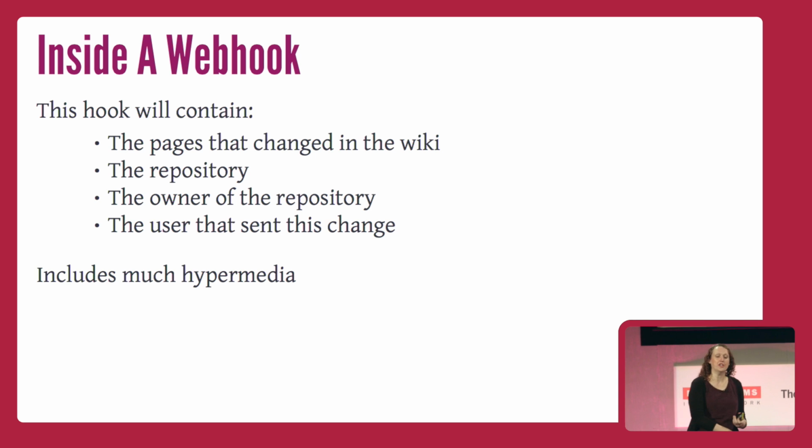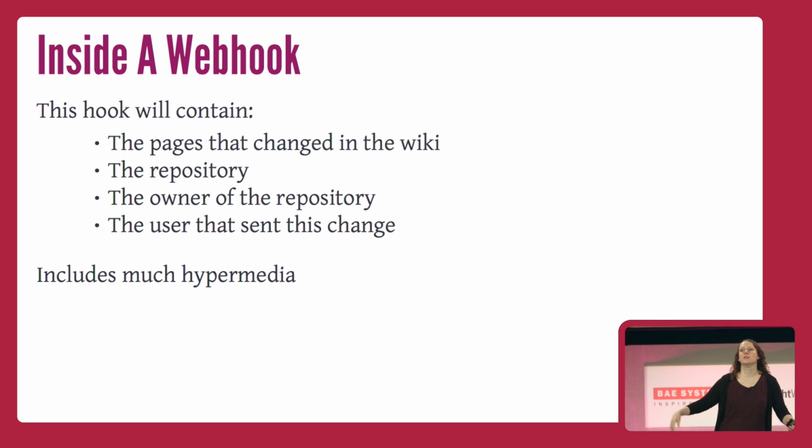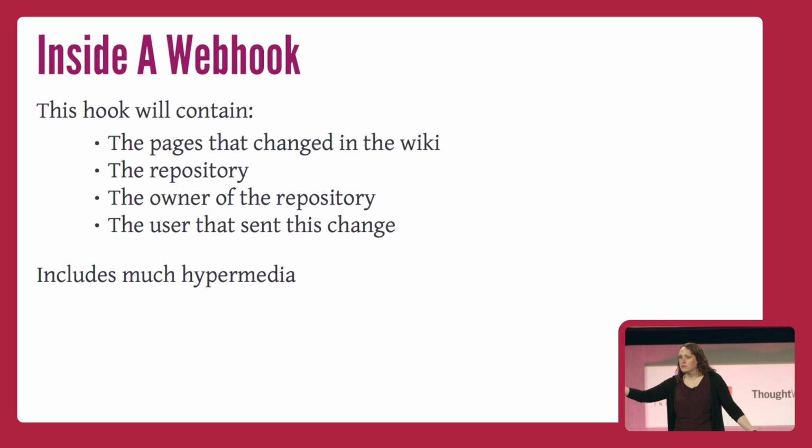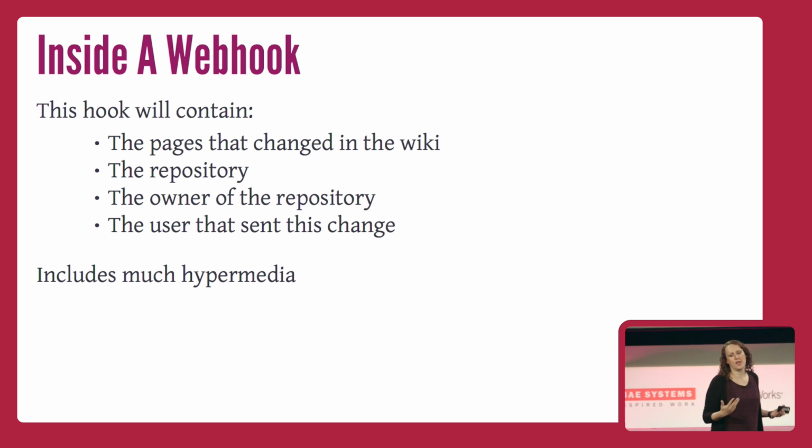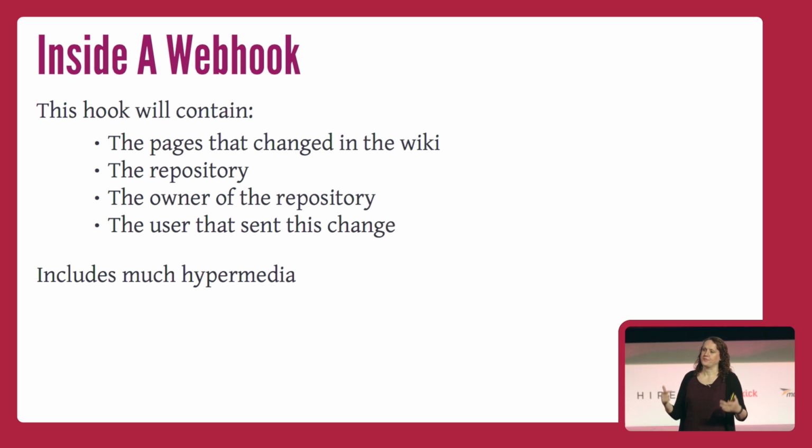So let me give you an overview. This webhook, there is a new page on the wiki. I am notifying you of it. It includes information about the page, the repository it's in, the owner of that repository, so that can be a user or an organization, and also the user who did this action. There's a lot of hypermedia here, so there's a lot of API endpoints where you can go to get more information about any one of these things. But, as you can guess from the 111 more lines, it's fairly verbose.